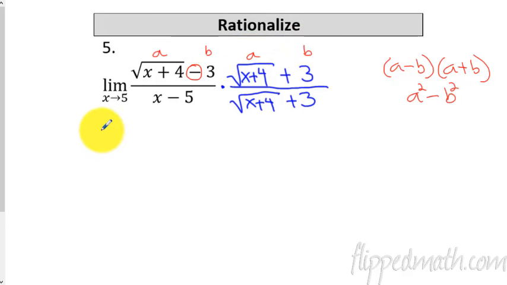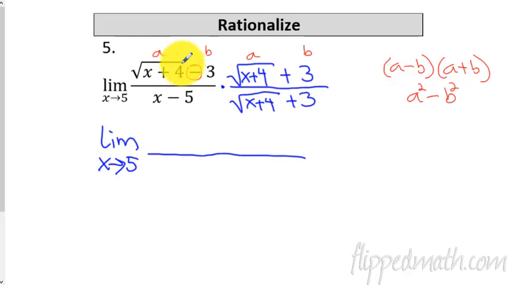So on our next line down, we'll go the limit as x approaches 5, long fraction, we get a squared. So the entire radical disappears because it's being squared. So it's x plus 4 minus, and I'm putting in parentheses, 3 squared is 9.